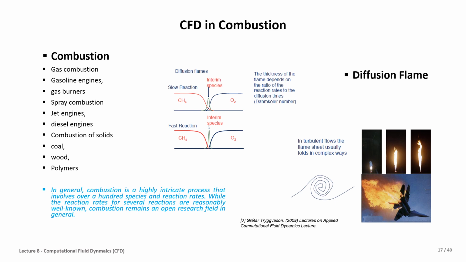We have gas combustion, gasoline engine, gas burner, spray combustion, jet engine, diesel engine, and combustion of solids: coal, wood, and polymers. And at the current time, one of the complex problems the scientists are dealing with, important for industry, sustainable energy and climate change, is hydrogen. For hydrogen, indeed, there is no known equation or solution for how the combustion happens.